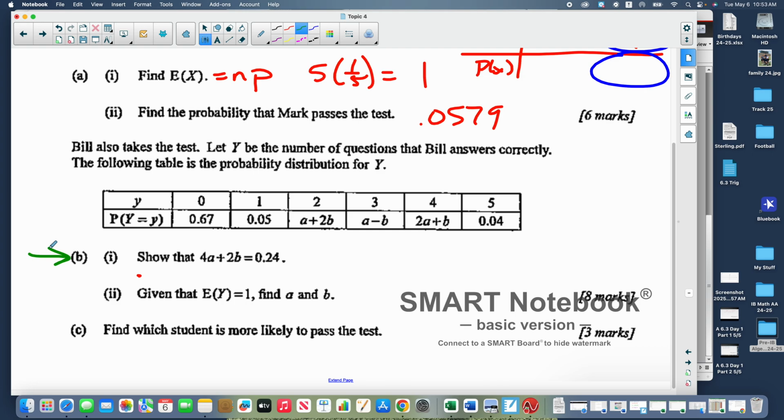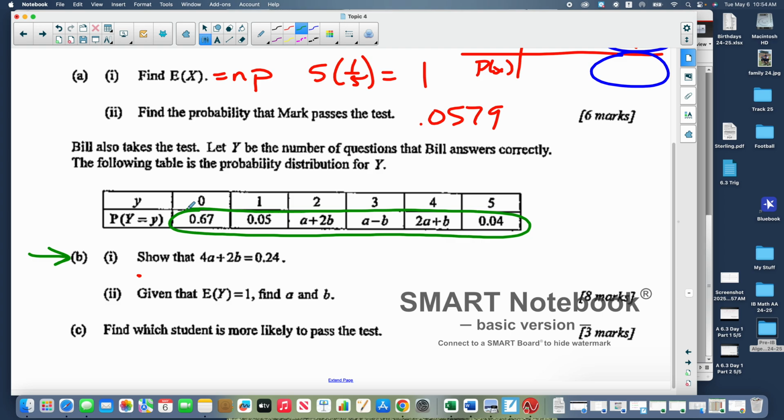Anybody got a thought on how we could get that equation right there? For A and B, we are going to solve for A and B. But what do we know is true about this probability distribution table? It all adds up to 1. That's correct. So if I take all these right here and add them all together, then that should equal 1. That's the thing that we do know.